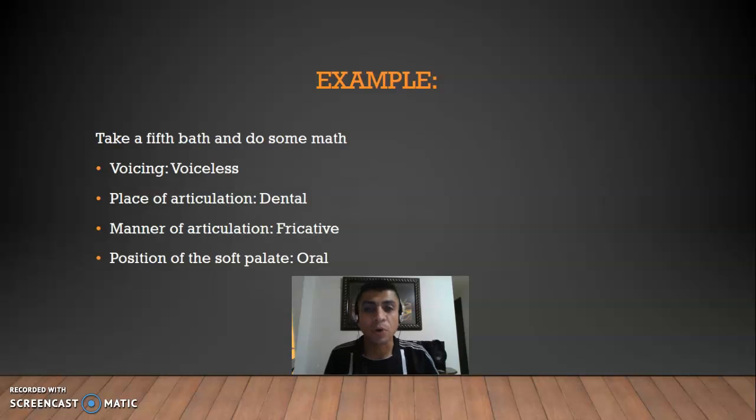The voicing is voiceless. Place of articulation is dental. The manner of articulation is fricative. And the position of the soft palate is oral.